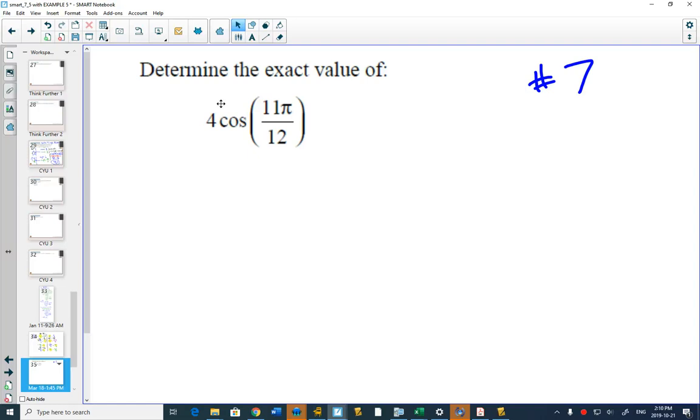You just do the cos of 11 pi over 12 first. You're going to get a root 6, a root 2 all over 4. What's going to happen when you multiply by 4? It's going to cancel out with that 4 on the bottom. And the final answer will just be a root 6 and a root 2. Some positive, some negatives.